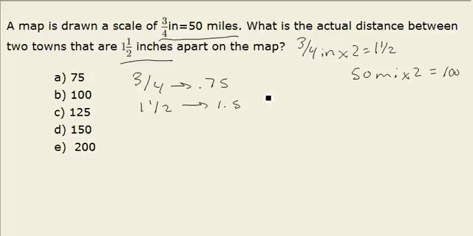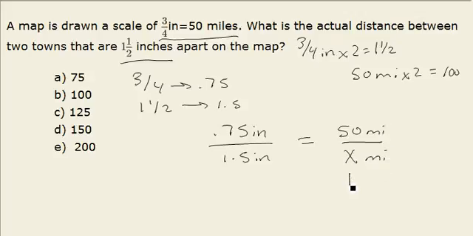Because we need to keep labels consistent, let's put inches over inches equal to miles over miles. And x is our unknown. In order to solve, we can cross multiply. And this just provides an easier way to solve our equation.